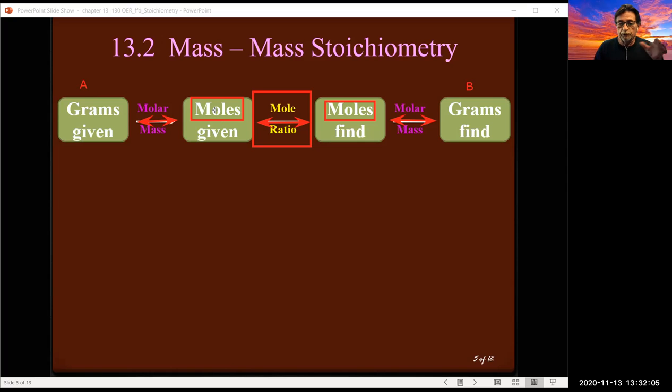The examples we were doing right now weren't in grams. We were simply given moles, looking for moles to find. So I've just expanded it now, because remember, when we actually do this in the lab, we're weighing out samples. We're weighing out in grams, and we convert that to moles. All right.